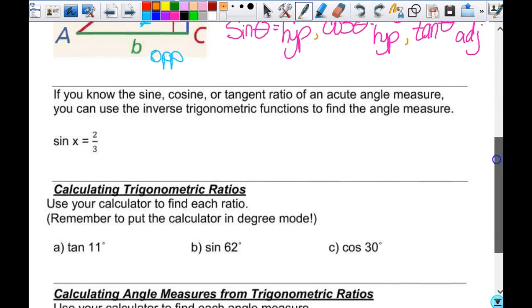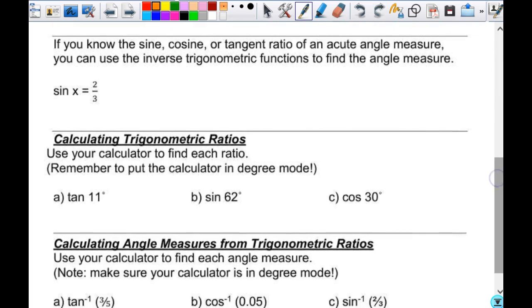All right, so we can use this to find angles and we can use it to find side lengths. If we know the sine, cosine, or tangent ratio, so we know the fraction, which could be a decimal or a whole number, of an acute angle measure, you can use the inverse trigonometric functions to find the angle measure. Remember, does this right here represent multiplication? No. It's like saying if I had the square root of x, it's like the square root times x. That makes no sense. And if I had the square root of x, I can't divide by x and have the little square root sign sitting there.